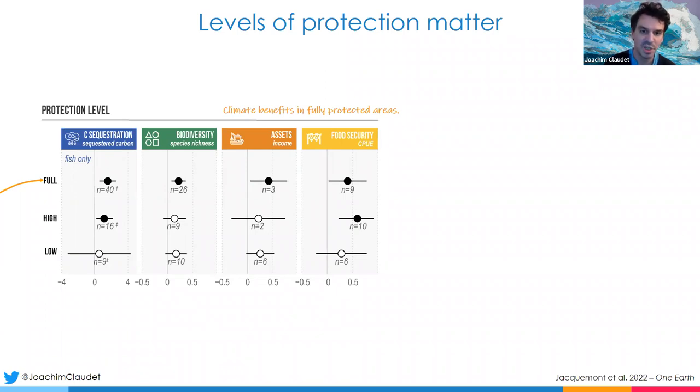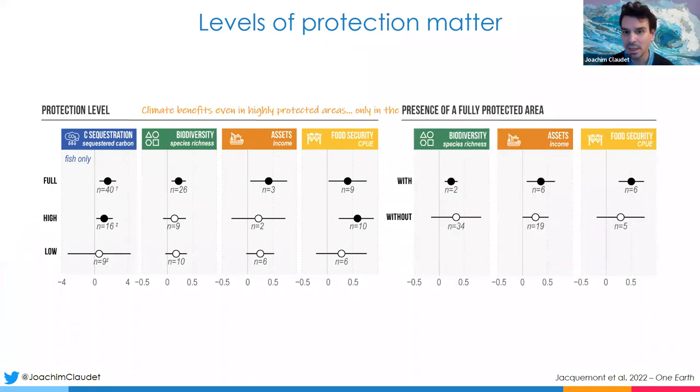There is full transparency in each study that we use. Some of them are before-after, and some of them are controlled impact, where the control is further away from the impact. What we can see here is that there are some climate benefits in terms of CPUE and carbon sequestration from highly protected areas. But there is a but here, as you can see, there are three dots. The but is only when there is the presence of a fully protected area. So basically, there is more CPUE inside or around highly protected areas only when there is a fully protected area.